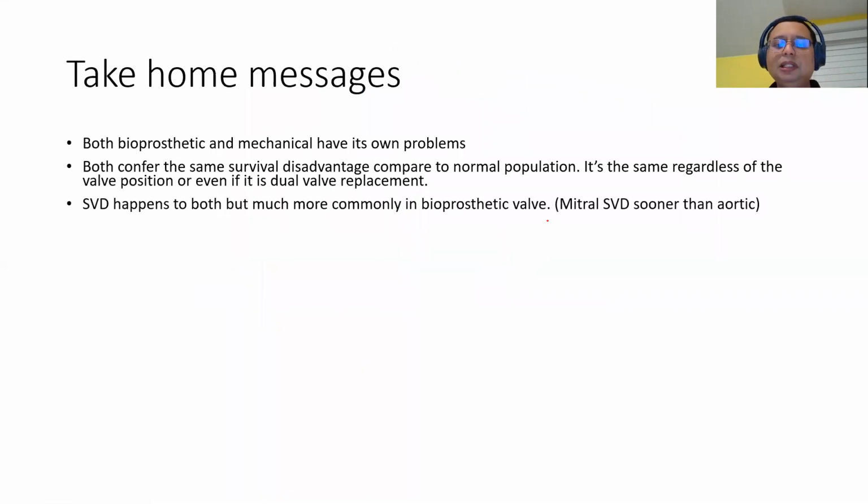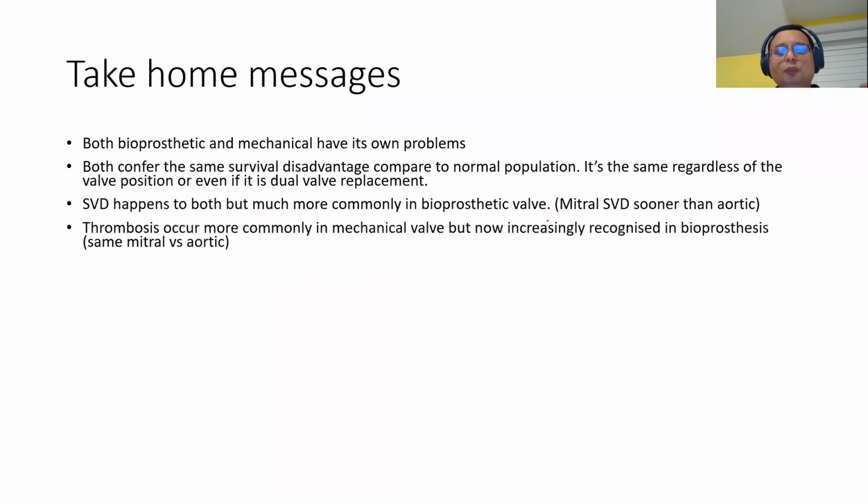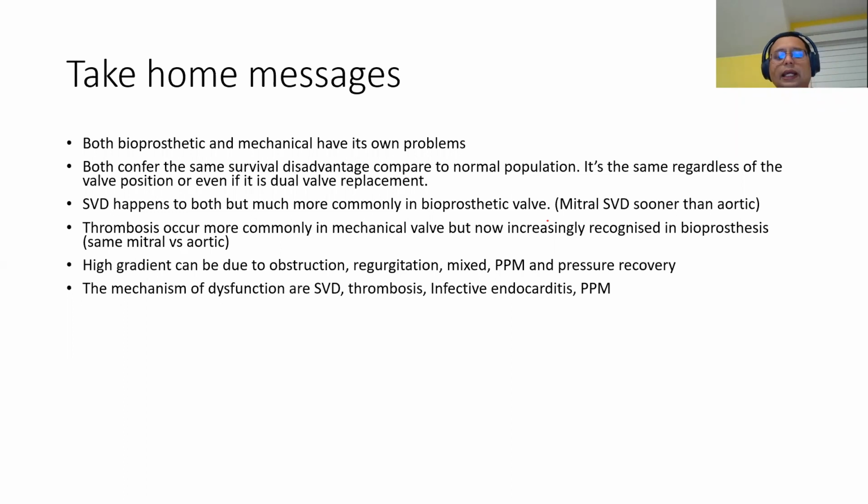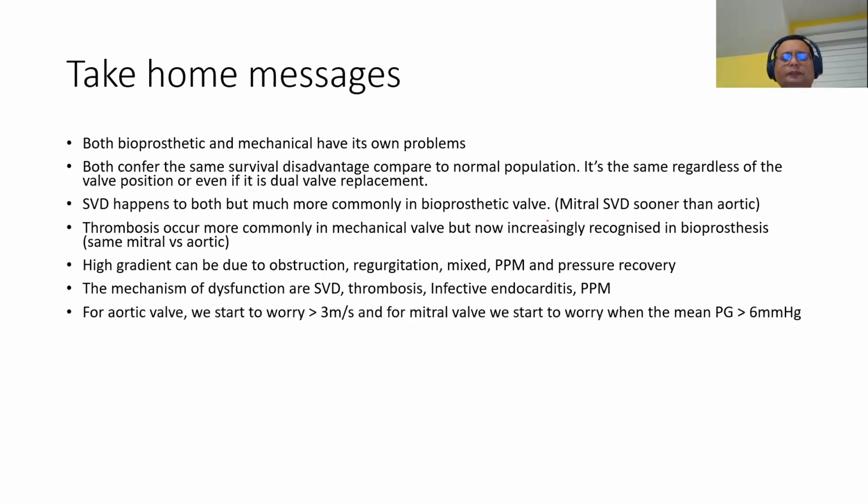Structural valve degeneration happens to both, but much more commonly in bioprosthetic valves. Thrombosis occurs more commonly in mechanical valves, but is now increasingly recognized in bioprosthetic valves. Remember, thrombosis in a mechanical valve is more dangerous than thrombosis in a bioprosthetic valve. Whenever you see a high gradient, it can be due to obstruction, regurgitation, mixed, patient prosthetic mismatch, or pressure recovery that I've already explained to you before. And the mechanism can either be structural valve degeneration, thrombosis, infective endocarditis, or patient prosthetic mismatch.